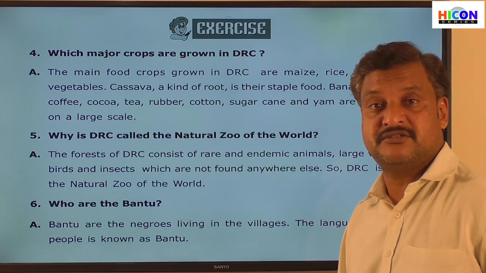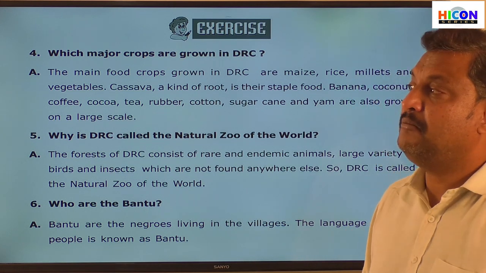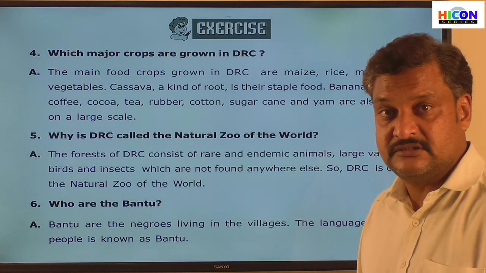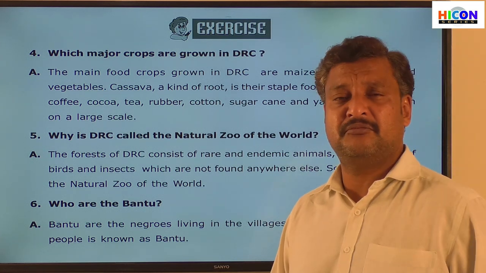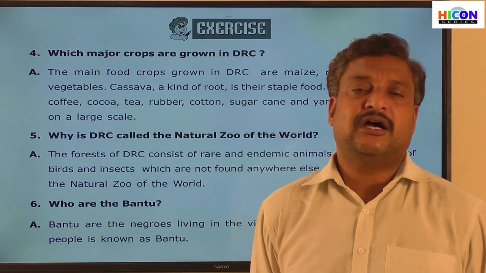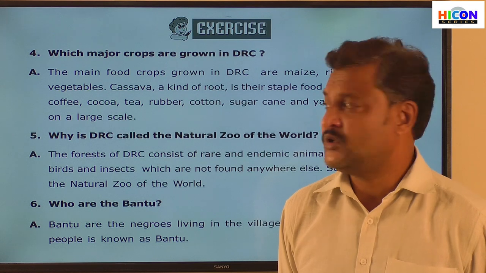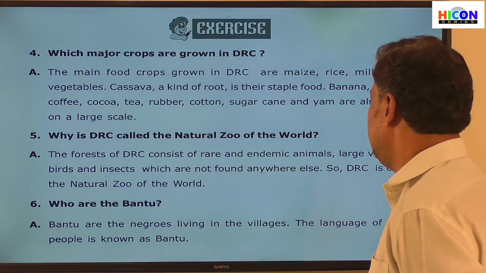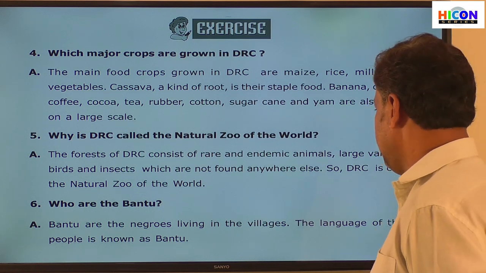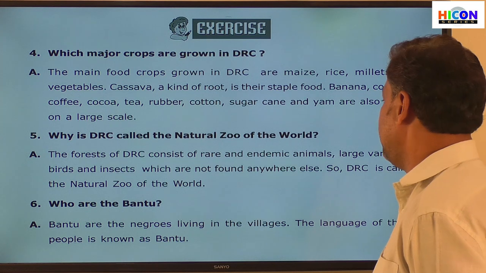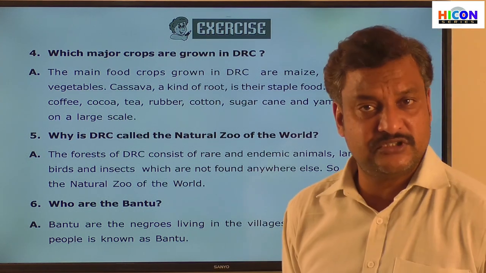DRC is called the natural zoo because of the number of kinds and varieties of animals and birds. Plenty of multicolored, different varieties of birds are also there in the African forest region. The forest of DRC consists of rare and endemic animals, large varieties of birds and insects which are not found anywhere else. So DRC is called a natural zoo of the world.